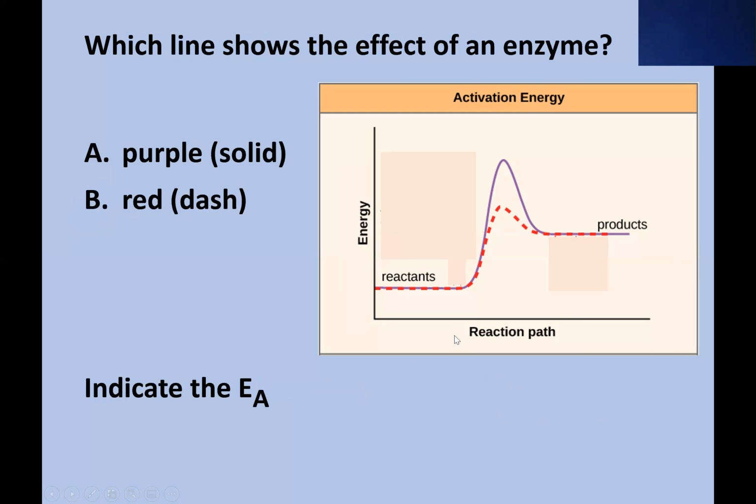Okay, the next question asks, which line shows the effect of an enzyme? And hopefully you realize that it's the red dash because enzymes lower the activation energy. So what is that activation energy? And the activation energy is always from the reactants to this peak.